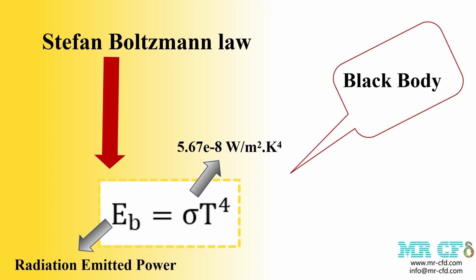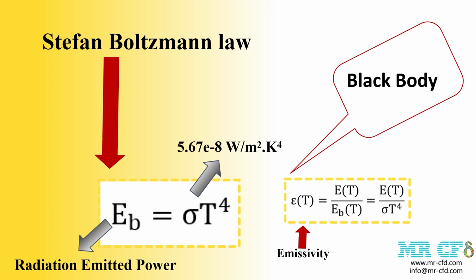Now, consider the Stefan-Boltzmann equation I have mentioned before. This relationship expresses the radiation power emitted by the blackbody per unit of time and per unit of area. In this regard, sigma represents the Stefan-Boltzmann constant, equal to 5.67 times 10 to the minus 8.